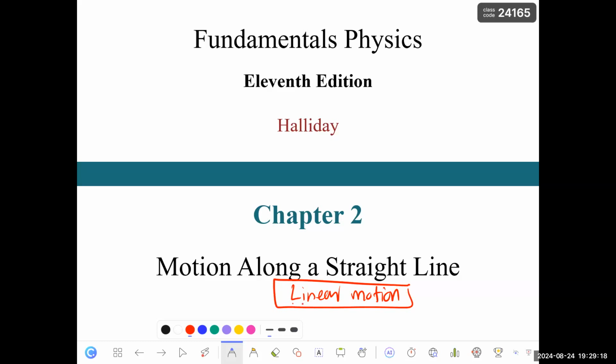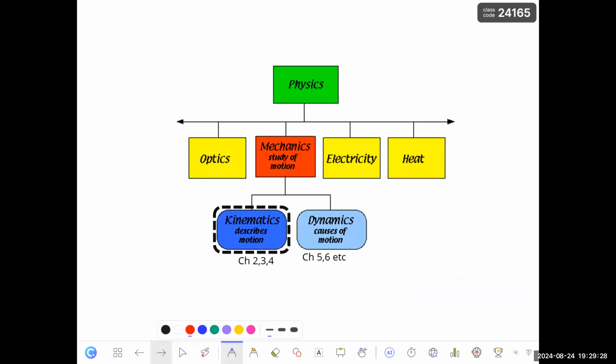Before jumping into linear motion or motion in a straight line, we're going to talk about where these motions are located overall in physics. So let's talk about this slide. This slide mentions physics. Physics has many branches. Physics is a very diverse subject.